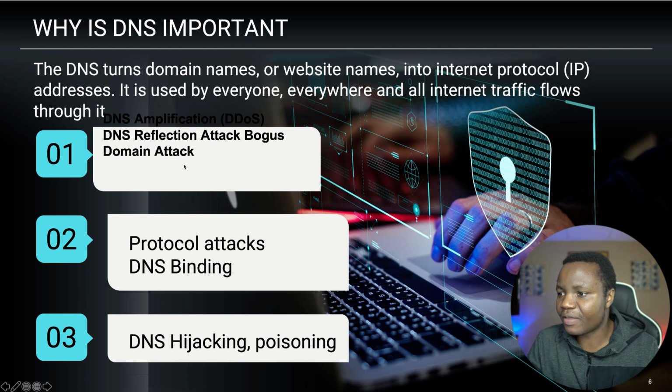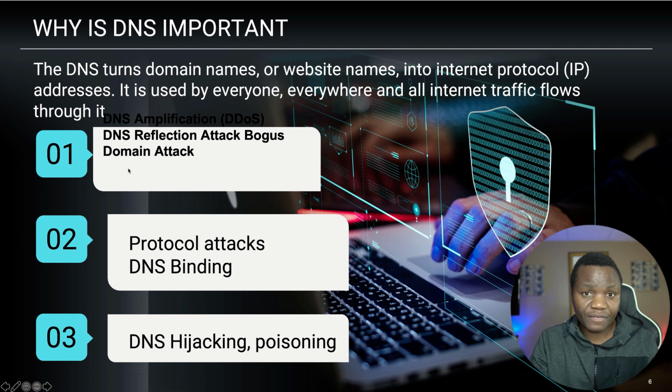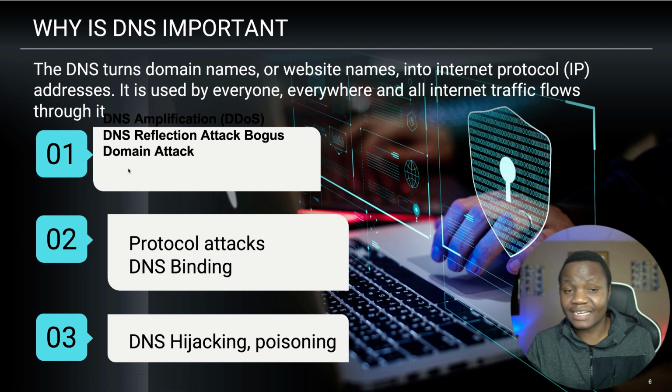For example, you can have people flooding your DNS server, making sure that your name resolution doesn't work, so they can attack your internal DNS servers, so your internal clients cannot access the internet, resulting in your company losing money. They're going to attack the actual protocol itself. They can do what is called DNS binding. People can hijack a domain name.